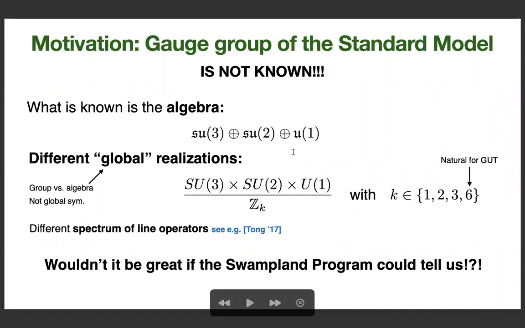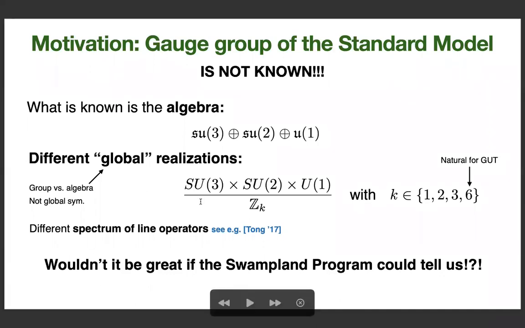However, there might be different global realizations. And throughout that talk, if I say global, I don't mean anything to do with global symmetries, but the global realization of the gauge group, which is gauge group versus the gauge algebra. For the standard model, we could divide by a discrete factor, and this discrete factor could be trivial, Z2, Z3, or Z6, and we actually don't know. The difference would be the different spectrum of line operators in these theories.